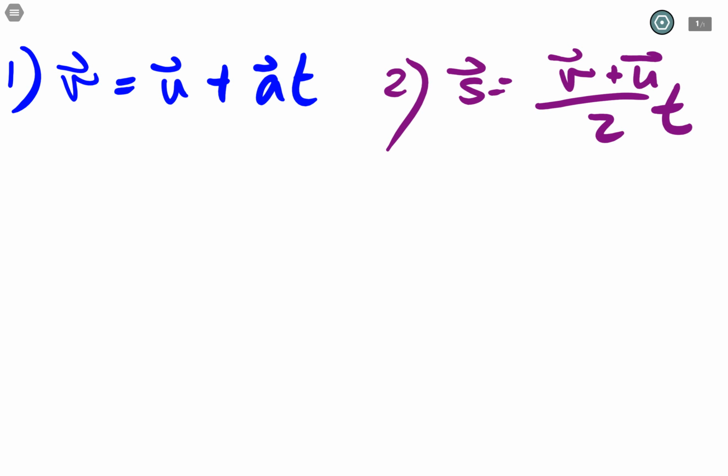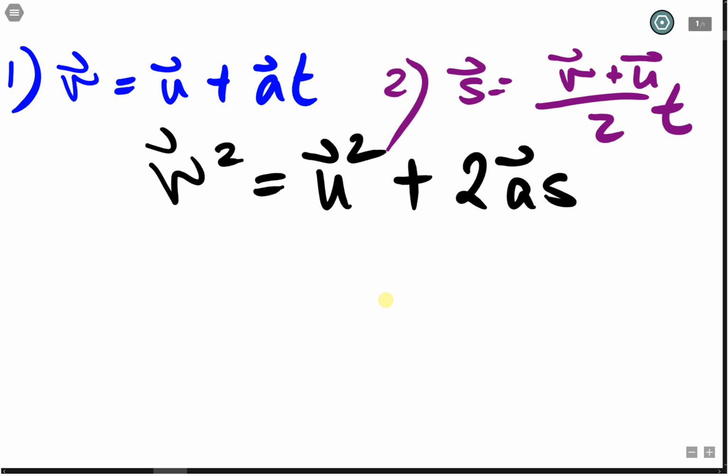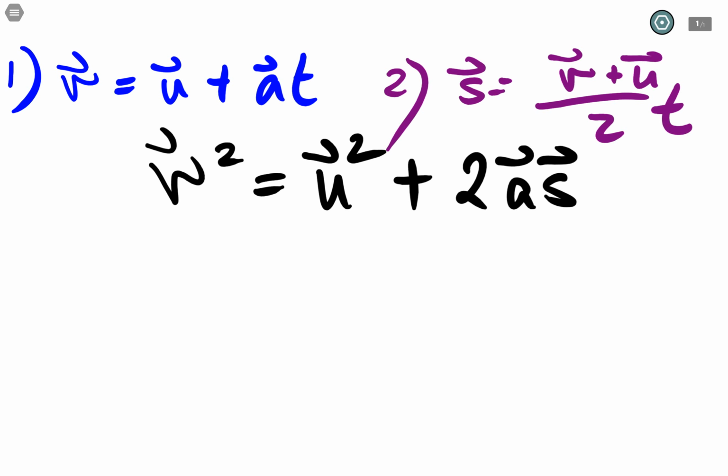In this video, I'm going to derive the last one, which is v final squared equals initial velocity squared plus 2as. Again, if you have not tried this, try it out now before I show it to you. You will learn much more from doing it yourself than me showing it to you.